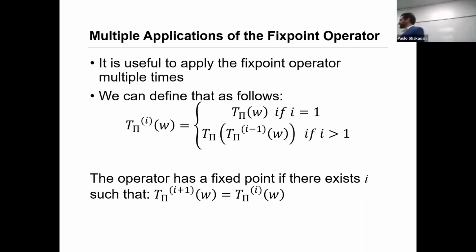And a fixed point is simply when the result doesn't change. So we know it's reached the fixed point at i when the result of i plus 1 is going to equal i. It can't change anymore.